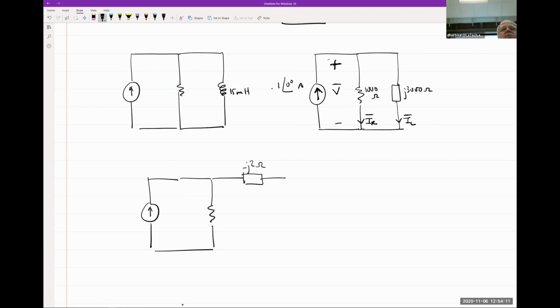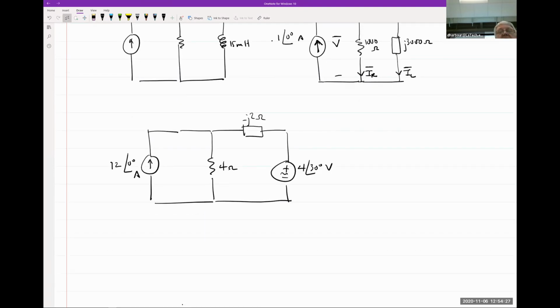So minus J2 ohms here, 4 at 30 degrees volts, 4 ohms, and 12 at 0 degrees amps. Okay, so in this problem in the frequency domain, we would need to find the voltage across the current source. We've got to know it so we can move forward. That's also the voltage across the resistor. Once we find it, that'll help us there.